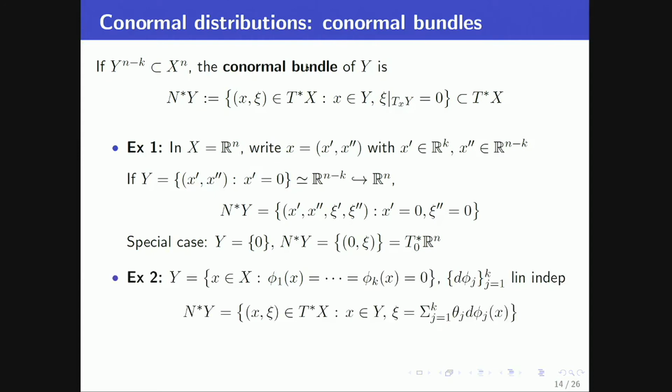More generally, if you have Y, which always locally can be described by defining functions φ1 up to φk on our ambient manifold X, where whenever I say defining functions, I assume that these have linearly independent gradients, then the conormal bundle of Y just consists of those pairs (x, ξ), where x is a point in the submanifold Y, and ξ is a linear combination of the gradients of the φj's. Yeah. Any questions about that?